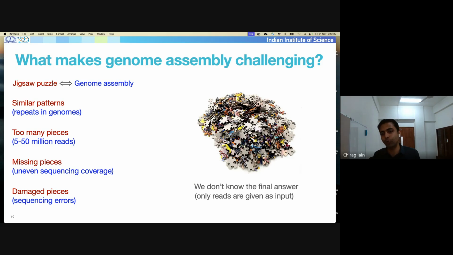Of course, in the genome assembly problem, you are not given the entire template. In the jigsaw puzzle, at least you are given the template on the outer board showing how the final picture should look. But when we are solving genome assembly, you don't know how the final picture is going to look. So we have to work without any reference, in some sense.